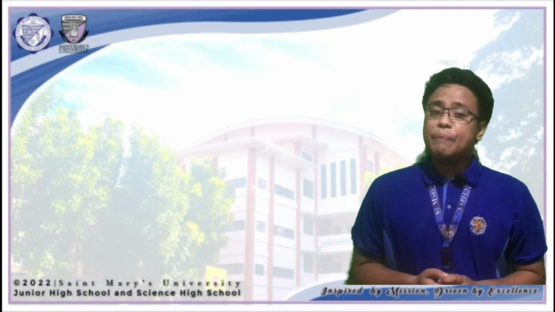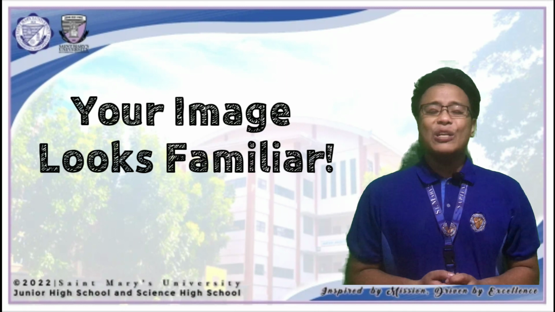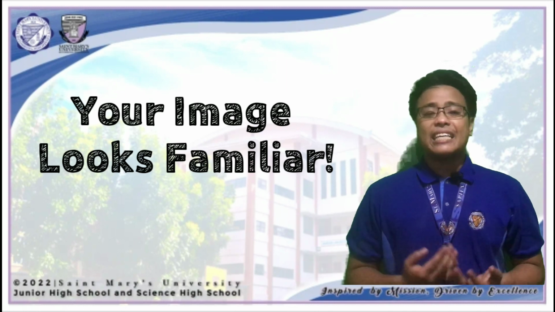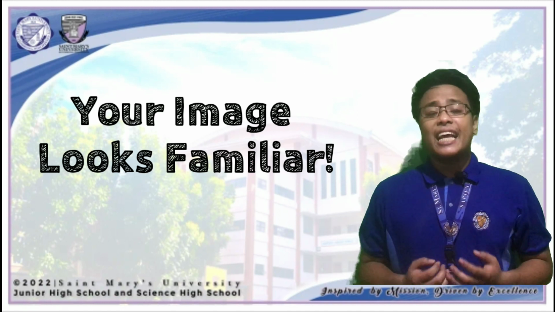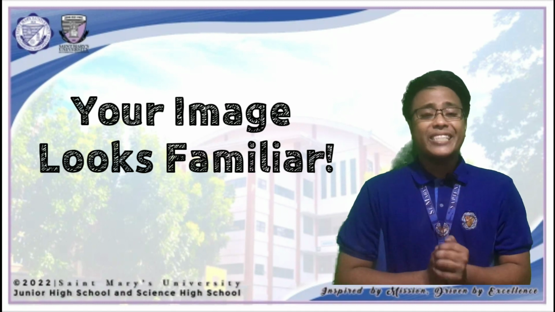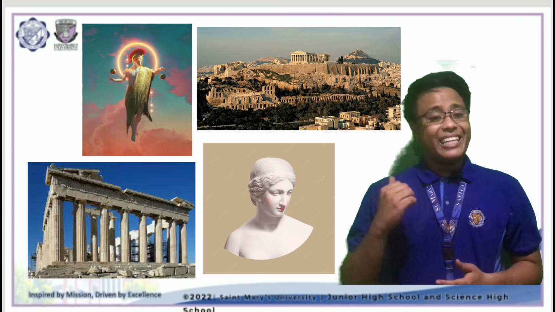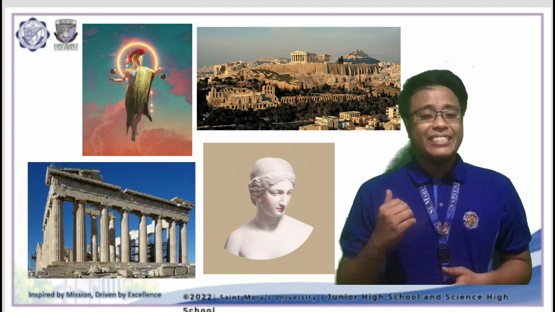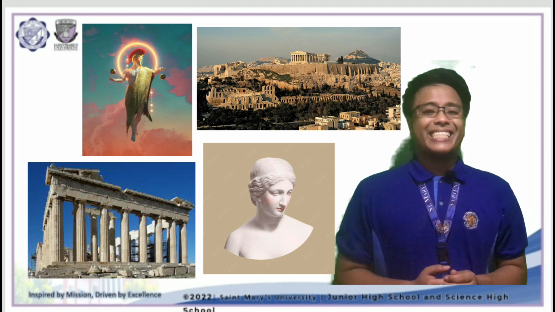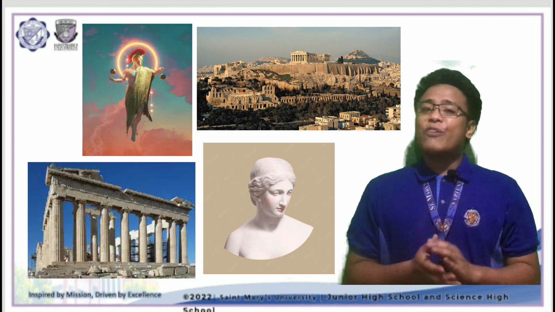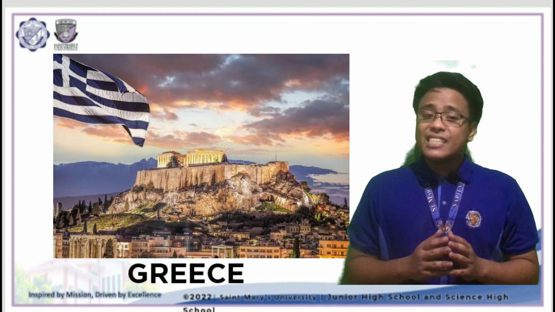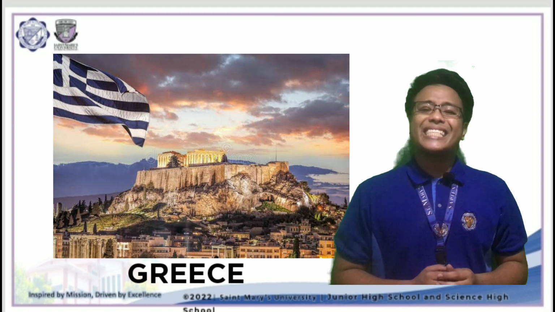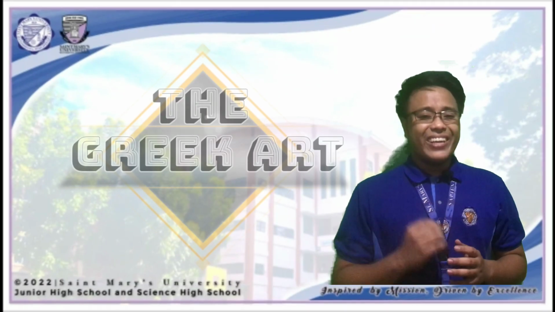Let's start with the simple activity called Your Image Looks Familiar. In this activity, you will be shown different kinds of images, and these images have something to do with our topic for today. So, here are the pictures. Are these pictures familiar to you? Where can you see these objects? Yes, most of these things can be seen in Greece. So today, we will discuss another art era during the classical period, which is Greek art.